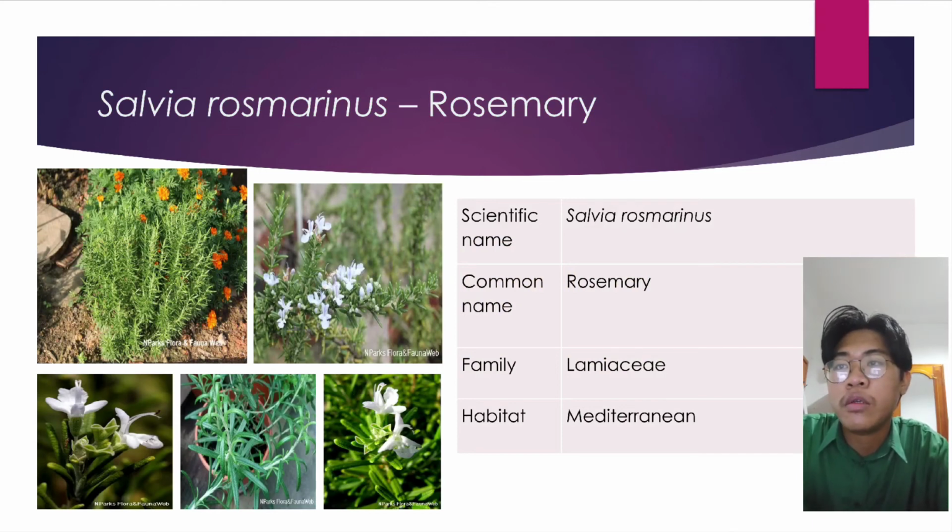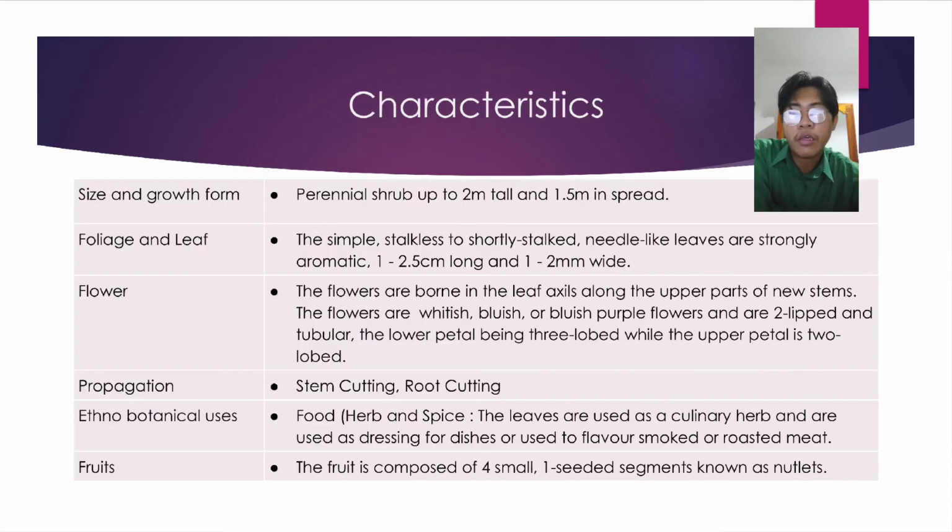For the last one is a plant named Salvia rosmarinus, or commonly known as rosemary. It is from the Lamiaceae family and it comes from the Mediterranean region. Rosemary is mainly a perennial shrub that can grow up to 2 meters tall and 1.5 meter spread. It has needle-like leaves and the flower is two-lipped and tubular and is whitish or bluish purple in color.